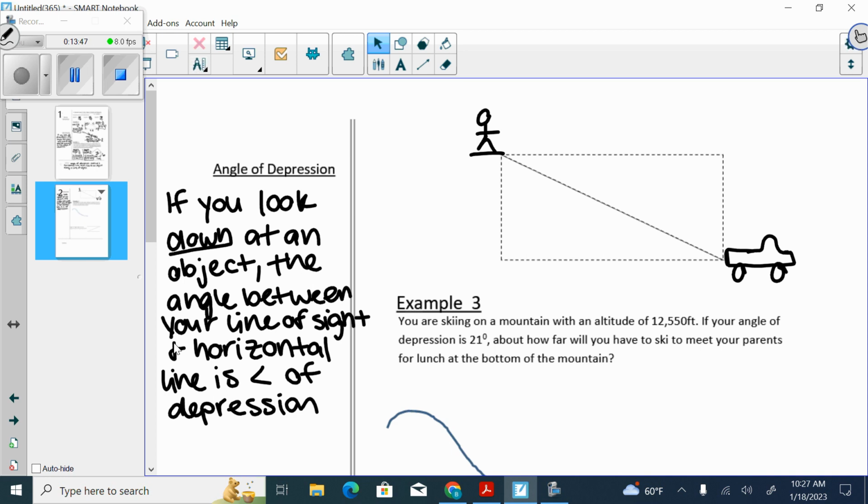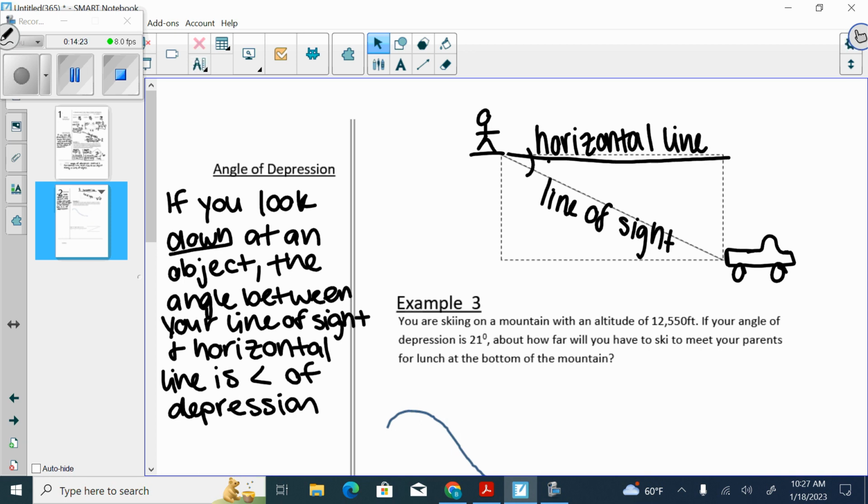Okay, it still is going to be your line of sight, which is where you are straight to the object that you're looking at. So the diagonal line here is our line of sight. And it has to be between that line of sight and a horizontal line. So if there's not a horizontal line, you have to draw it in. So that would be like this piece here. And the angle that's formed between those two lines is your angle of depression.